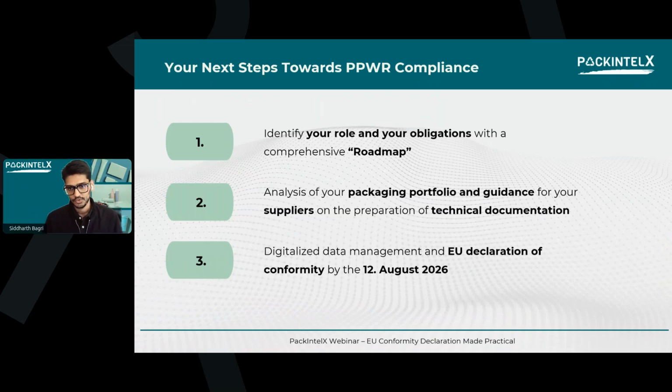Point number two, analysis of packaging portfolio and guidance for suppliers. Suppliers are going to be the bottleneck where everything is going to get stuck. The digital side works very fast and very automatized. Let's say the information that you have on your PIM system, ERP systems, Excel also goes quite fast. Suppliers are the bottleneck, and there needs to be really good communication. And then the last point is the digital data management and the EU DOC.